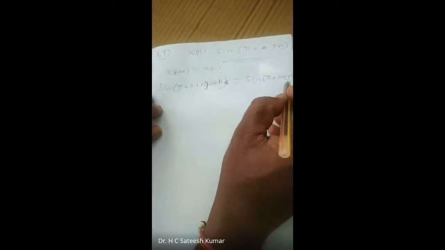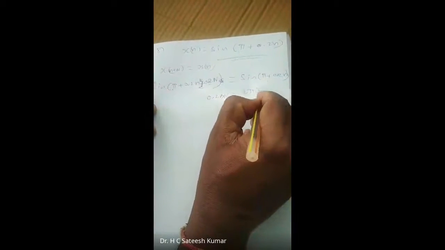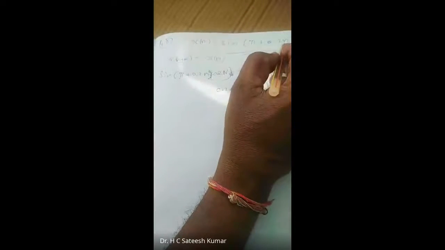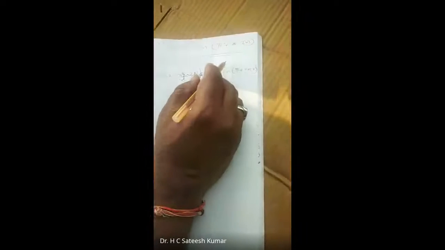So when this pi is there, 0.2 n is there. Only 0.2 N should be equal to 2 pi k. See, for a discrete time signal, if along with n, pi is not there, automatically it becomes aperiodic. No need to check it also. By observation only we can do. This is a 1 or 2 marks question.